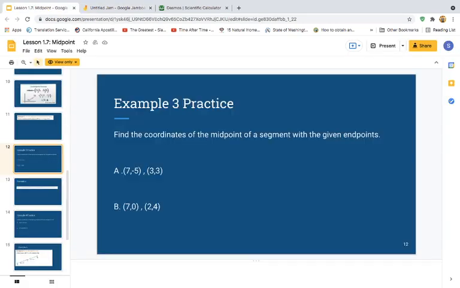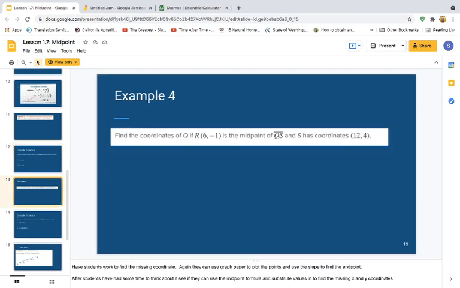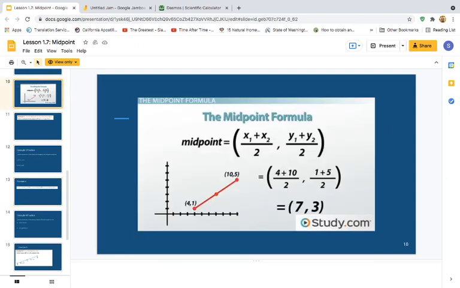Alrighty, so let's move it up a level here. Let me show you something. Let's go back here and just recap. What we've done so far is they give us 2 endpoints. They give us, in this case, 4 comma 1 and 10 comma 5. And we want to find the midpoint, or the halfway point, between those 2 points.